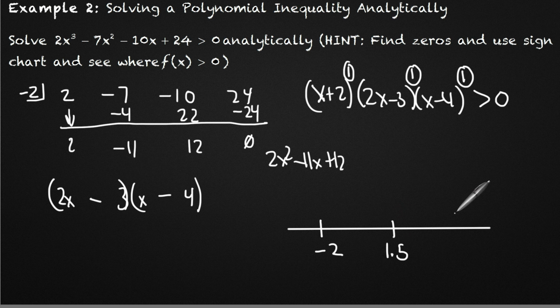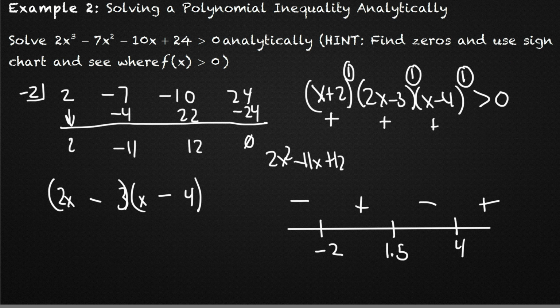And then x equals 4. Now let's plug a number bigger than 4 in, like 10. 10 plus 2 is a positive number. 2 times 10 is 20 minus 3, that's a positive number. 10 minus 4, that's a positive number. A positive times a positive times a positive is a positive. And because the signs are odd for all of them, the signs are going to change, then it's going to change, then it's going to change back. And so now we can say that it is greater than 0.